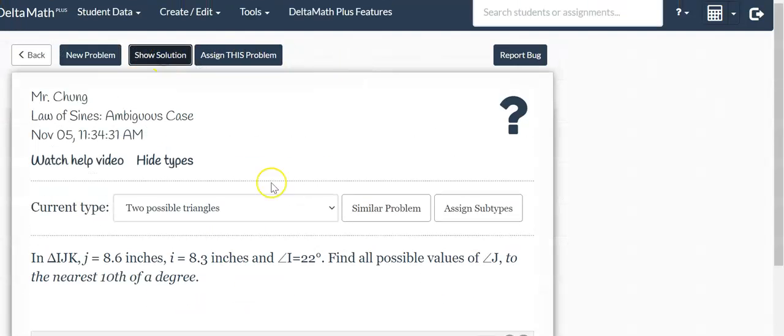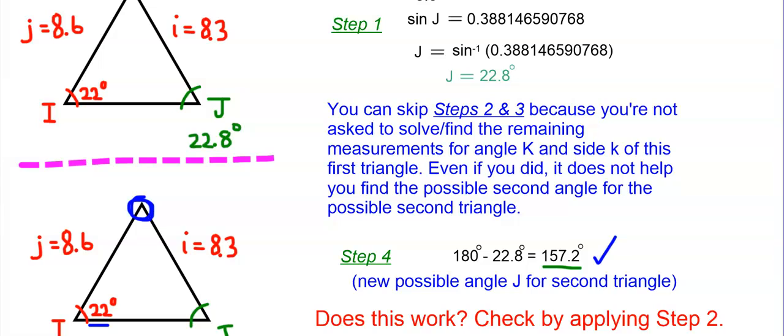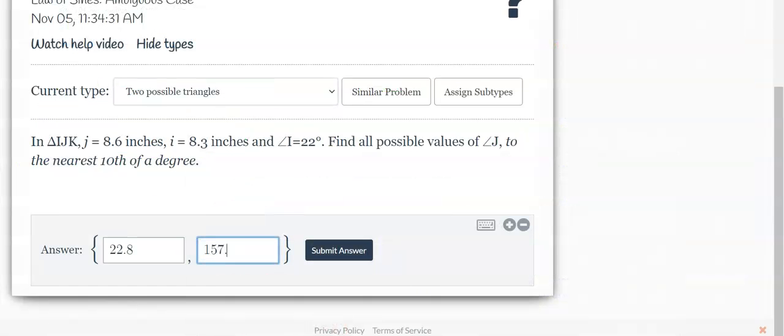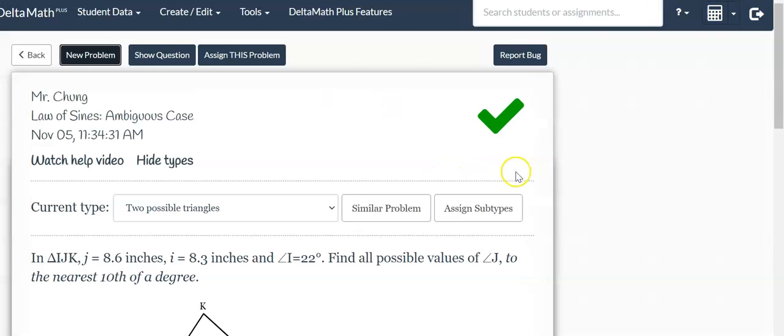Maybe go to Delta Math, ignoring the answer. Sorry about that. Scroll down and you first type in 22.8. If you want to type in the second answer, you click on this plus one over here, and that allows you to type in the second answer. And the second answer we said was 157.2. Submit an answer, and we got the solution correct. And that is how you do those problems.